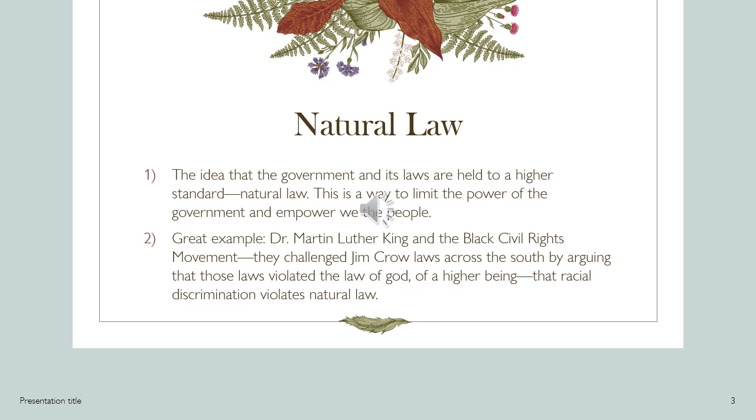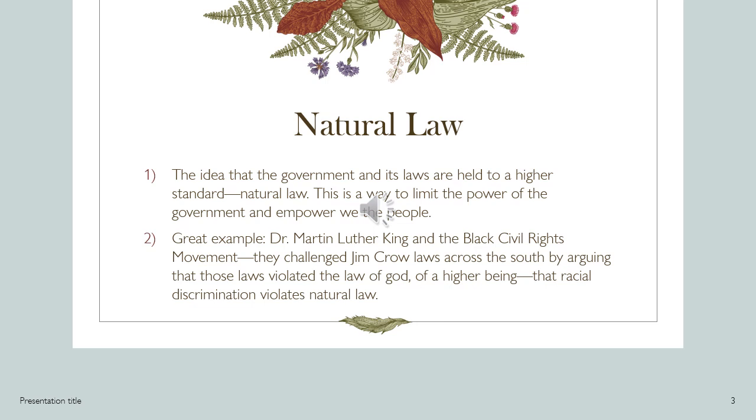And the best example I can think of is the Reverend Dr. Martin Luther King, right? And the Black Civil Rights Movement in the 1950s and the 1960s. They challenged Jim Crow laws across the South, right? Laws that deprived black people of access to the ballot, that mandated segregated public facilities, miscegenation laws that banned interracial marriage, right?